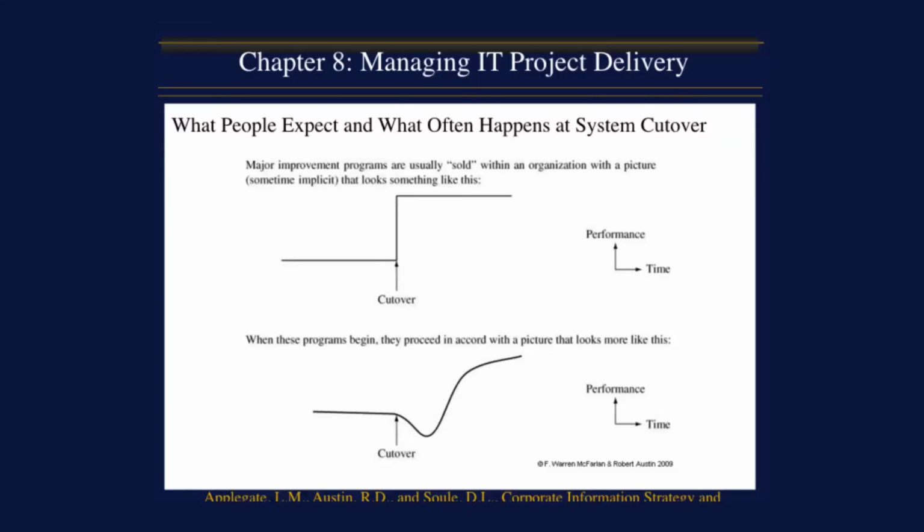This slide compares the expectations of business users about the performance impact of a new computer system with the way such impacts usually happen. Not surprisingly, business users and executives primarily think about new systems in terms of the improvement they will provide. Frequently, a project is sought on the basis of the pattern in the top part of this slide, and people are surprised when it unfolds in a pattern like that in the bottom part of this slide.